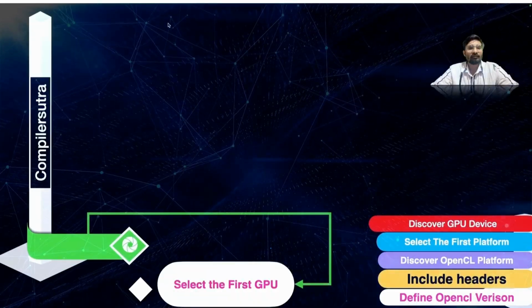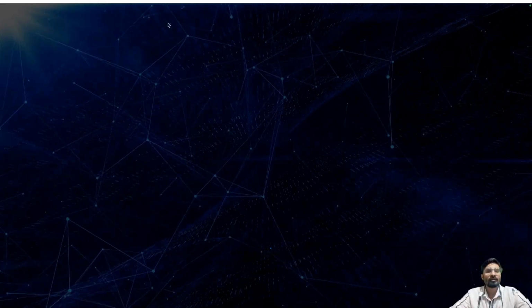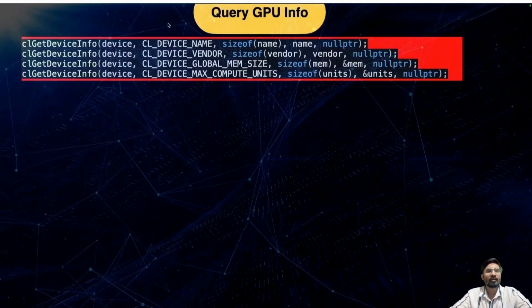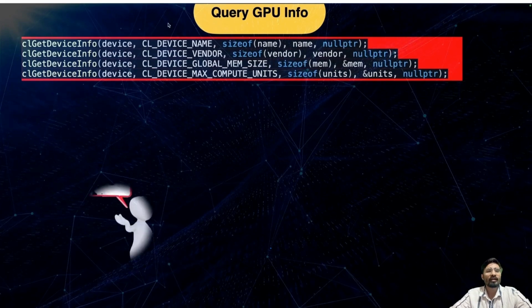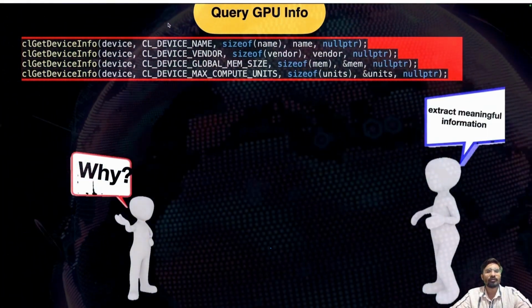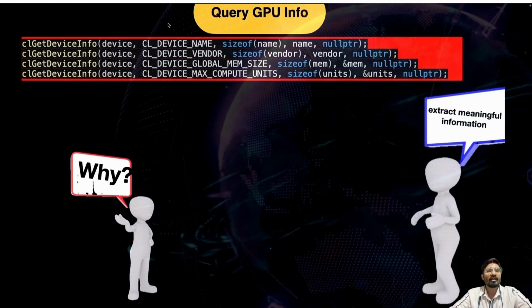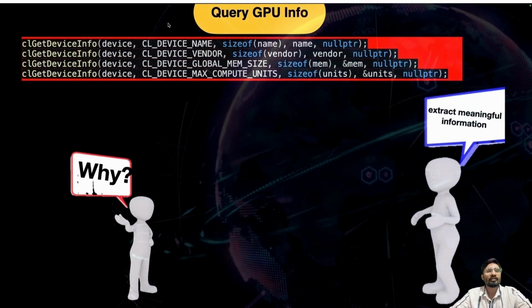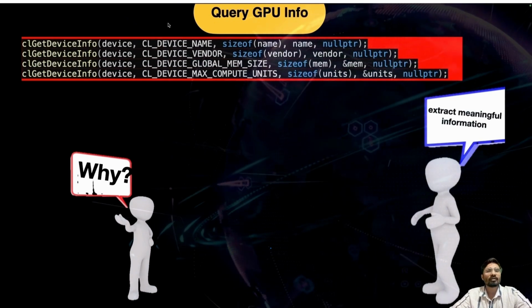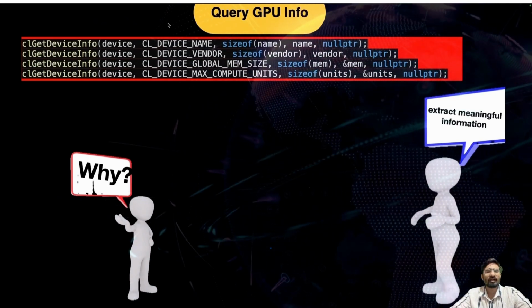And step 7. In step 7, we query the device info. What does that mean? Querying device info means that we extract meaningful information like device name, vendor, memory size, and compute units. The first argument, device, is the selected device ID. The second argument specifies what property to fetch, the third is the buffer size, the fourth is the buffer to hold the result, and the fifth is an optional output of the size of the returned data type.